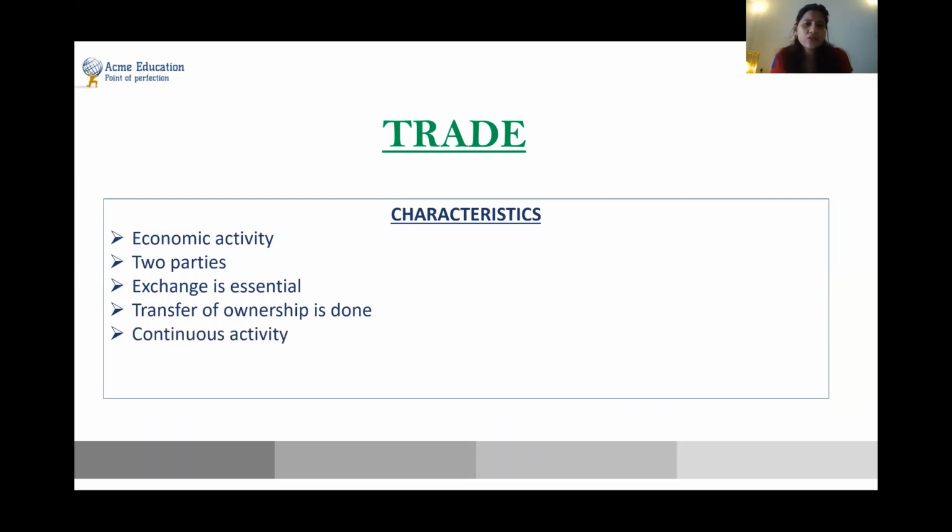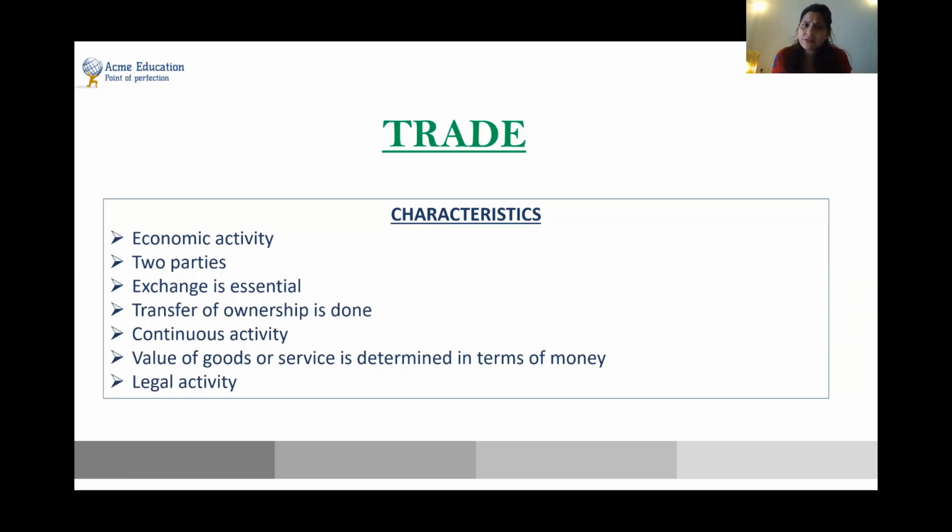The next is, trading is a continuous activity, not just a one-time activity. And next, the value of the goods or the services is determined in terms of money. So trading happens in monetary terms. Basically the seller is selling a particular commodity to the buyer, which is measured in terms of money. Lastly, it is a legal activity because it is allowed to trade, but there are certain commodities which are not allowed to be traded. So if you're trading in those commodities, then it is not legal.